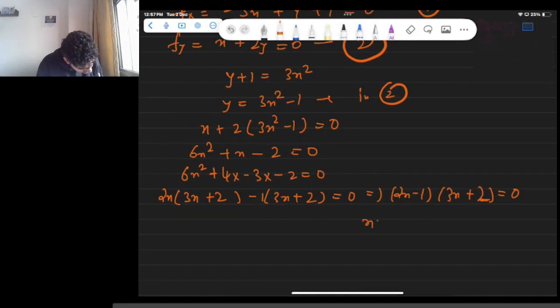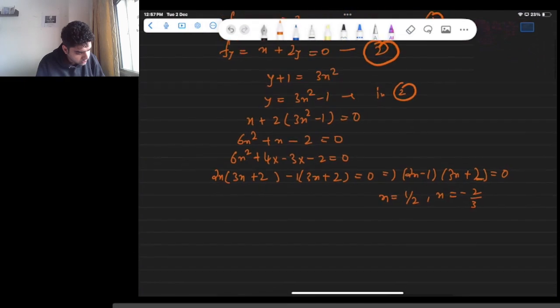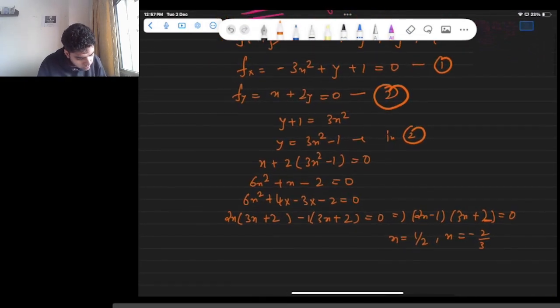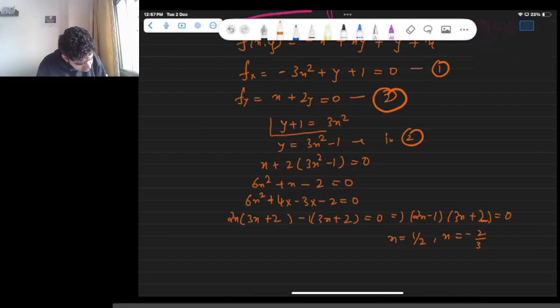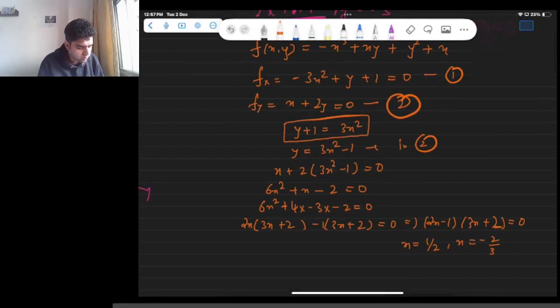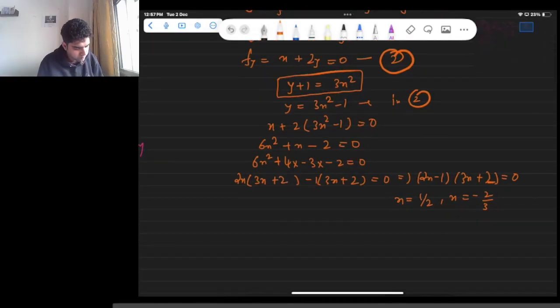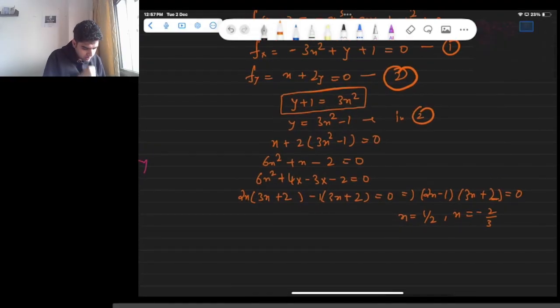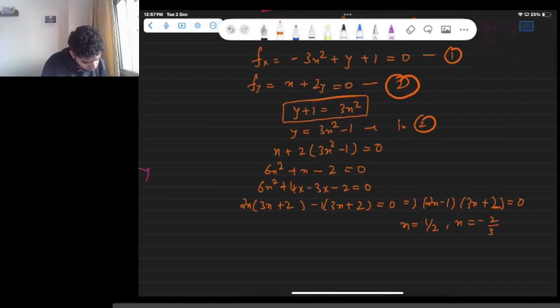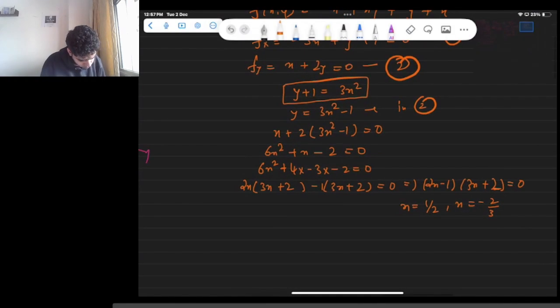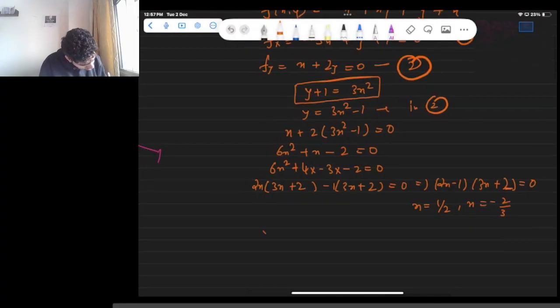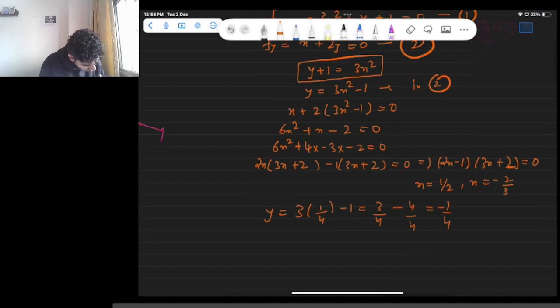And from here we can say that x is equal to half, comma, x is equal to minus 2 by 3. Now if I just substitute these values for x in this expression, I'll be getting the distinct values for y. So I'll be getting y is equal to 3 times the square of x, so 1 by 4 minus 1, so 3 by 4 minus 4 by 4, which is minus 1 by 4. Y is minus 1 by 4.